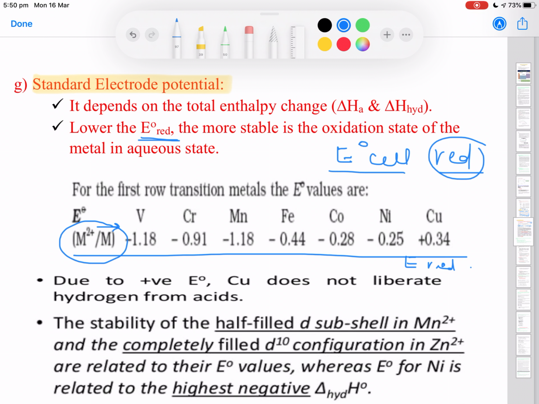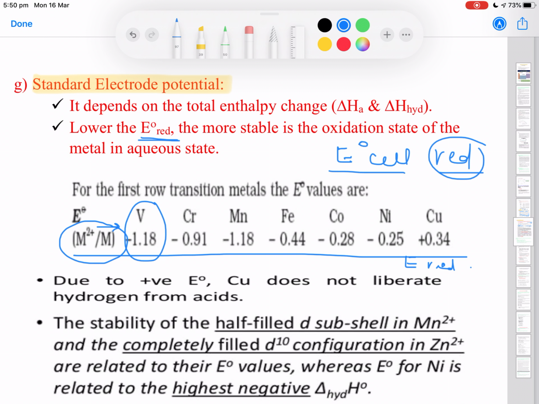Understood? Now, in case I want to change or I want to know their oxidation potential, how do I do that? So just I said reverse the sign. If it's negative, make it positive. If it's positive, make it negative. So for vanadium, the reduction potential is minus 1.18. That's the reduction potential. If I ask you what's the oxidation potential, you're going to tell me it should be plus 1.18. Did I make it clear to you?